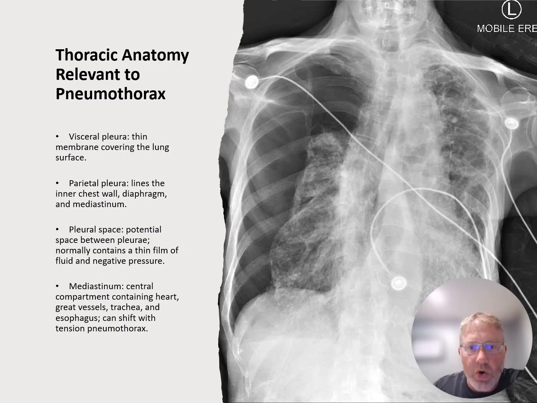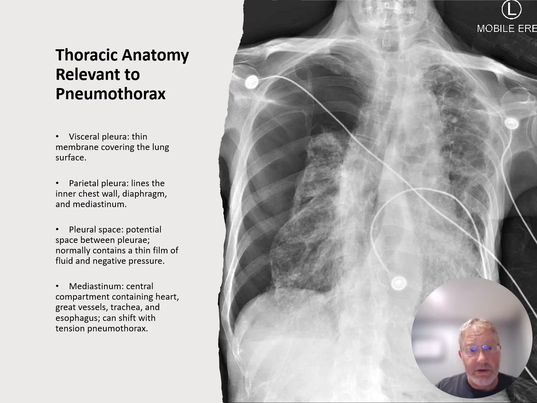Before we talk about air in the wrong place, I want to make sure we're clear on the normal thoracic anatomy. The visceral pleura is the thin membrane tightly adherent to the lung. The parietal pleura lines the inside of the chest wall, diaphragm, and mediastinum. Between them is the pleural space, really a potential space that normally contains only a small amount of lubricating fluid and negative pressure that keeps the lung expanded against the chest wall. When air enters this space, the lung recoils inward and partially or completely collapses.